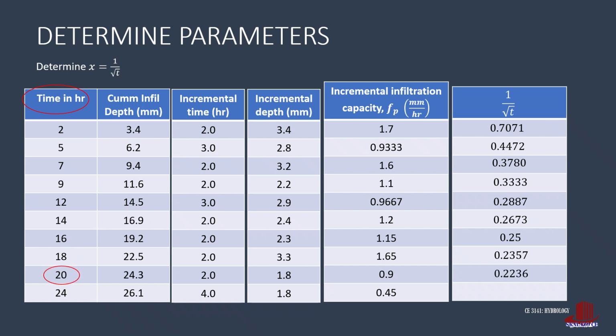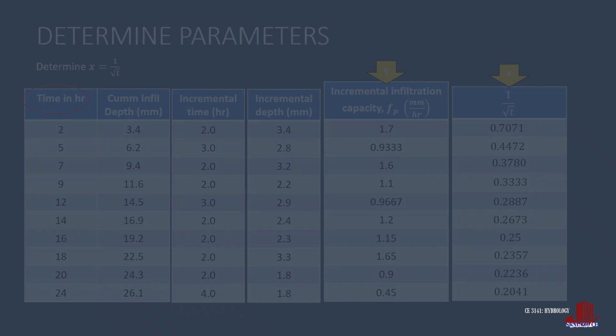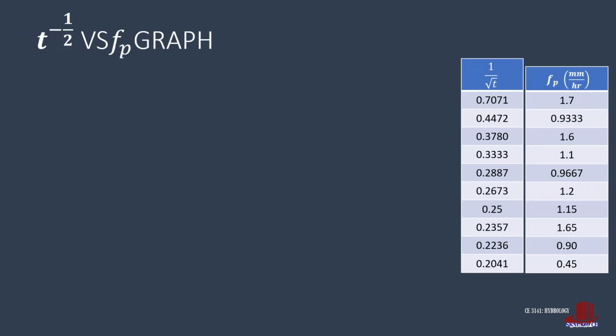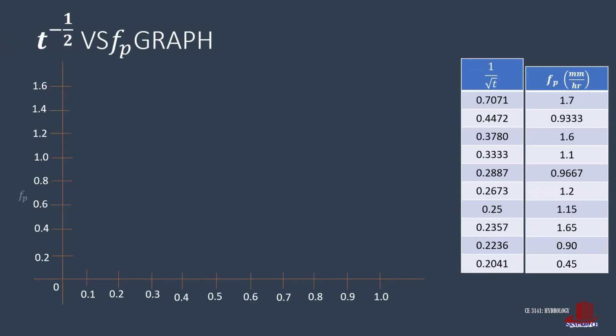1 divided by the root of 20 is 0.2236. And the last is 1 over the root of 25, which is 0.2041. Now we have completed x, which is 1 over the root of t, with y, which is the small f sub p. Although not necessary for discussion, we plot the points we generated.